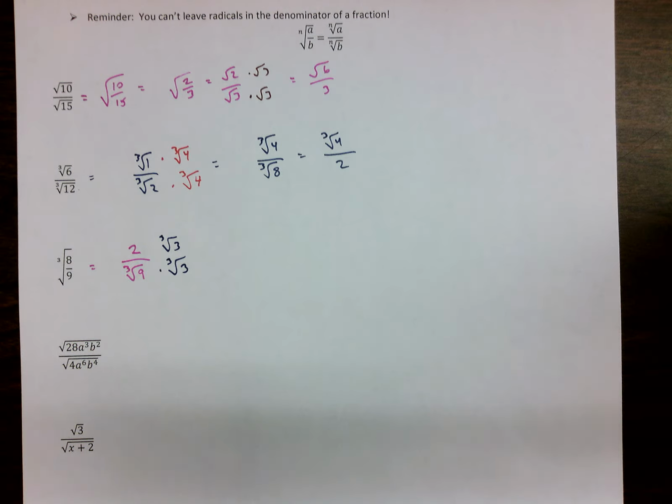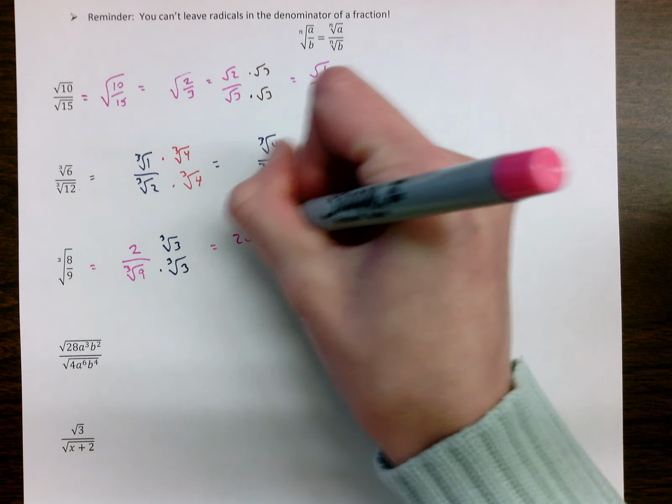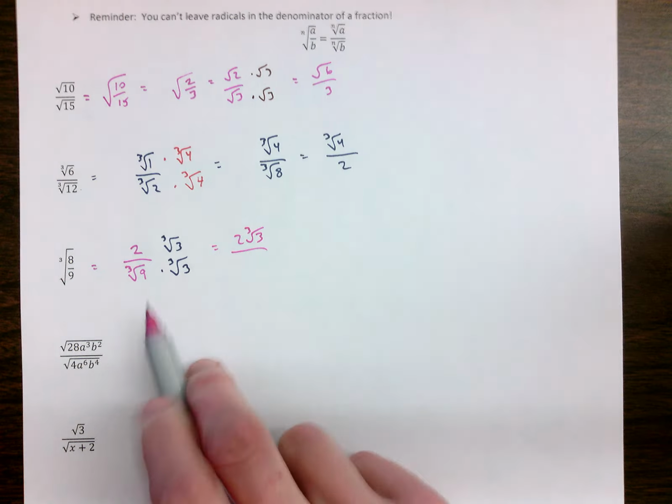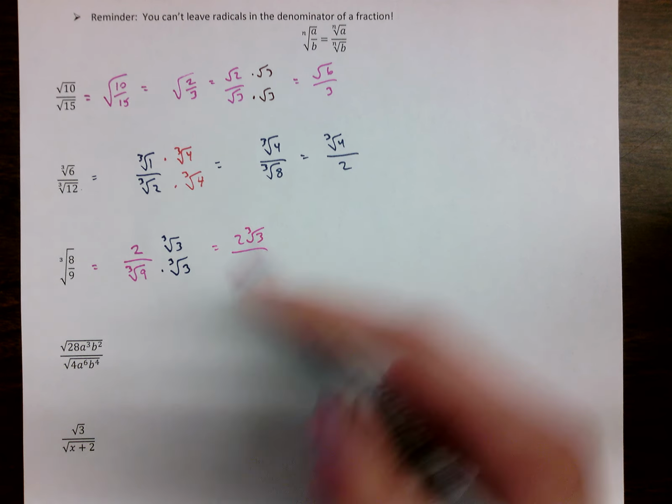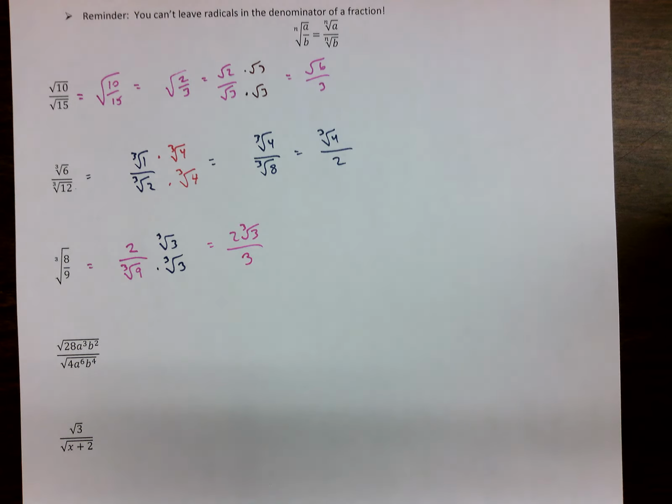Okay, so then I'm going to have on the top 2 times the cube root of 3, and on the bottom 9, so that's 3 times 3 times 3. The cube root of three 3s is just a 3. And that's it. Those 3s are not going to cancel out, because one's inside of a radicand and one is not.